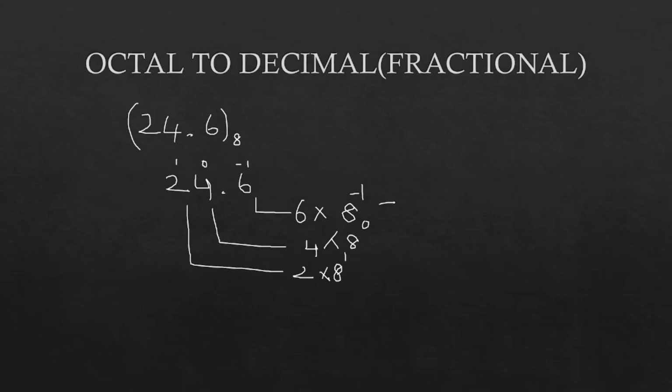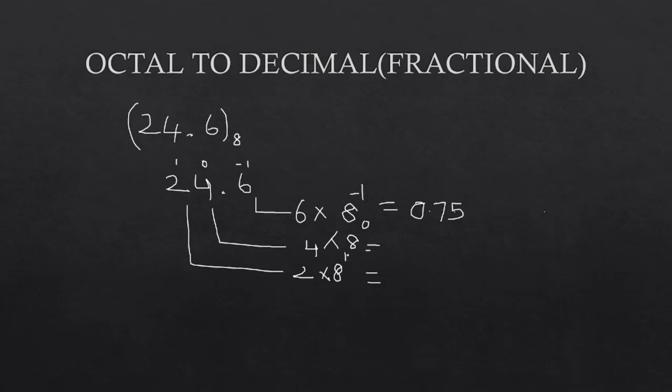Now, 6 into 8 to the power of minus 1. So what you have to do? 6 into 1 by 8. So 1 by 8 is nothing but 0.125. That multiplied by 6 you have to do. So what is the answer? 0.75 will be the answer.